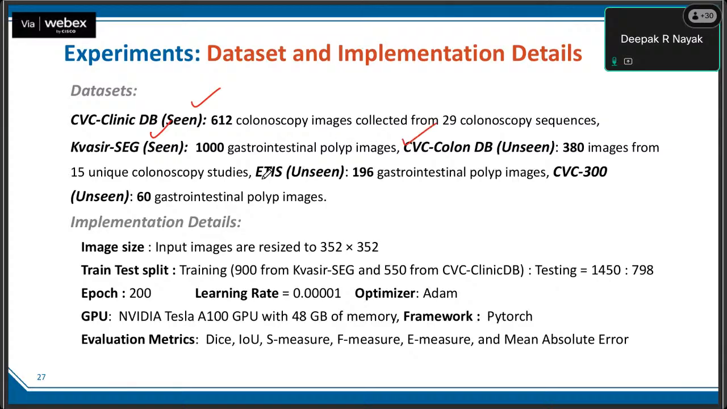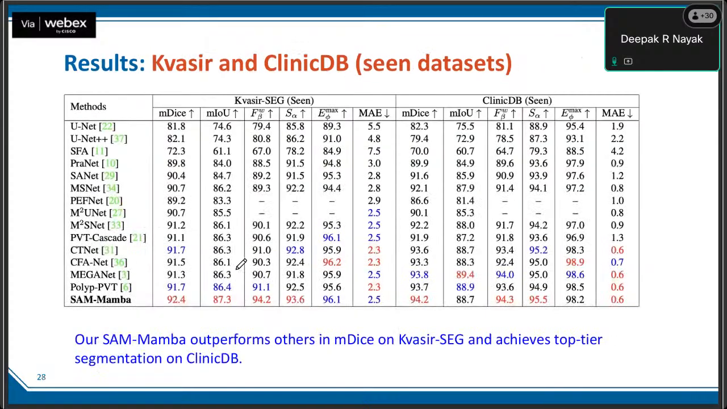And these 3 datasets, like CVC ColonDB, ETIS, and CVC 300, are only used to evaluate the performance of the model. That means the samples from these three datasets have not been used by the proposed model during training. The model has been trained on the combination of samples taken from CVC Clinic DB and Kvasir-SEG, and now we need to check how it performs on unseen data, captured from different demographic regions and using different imaging devices. That is what we have done. Here are some of the common things: we implemented this approach on an NVIDIA Tesla A100 GPU.